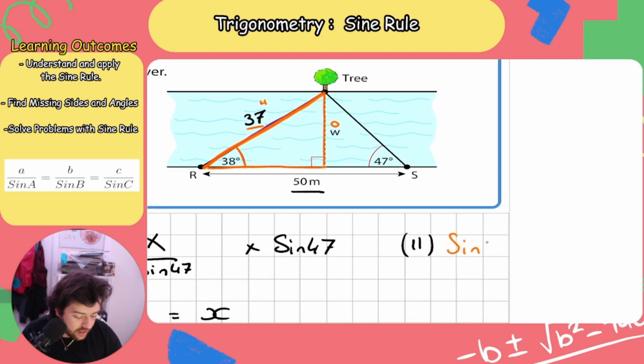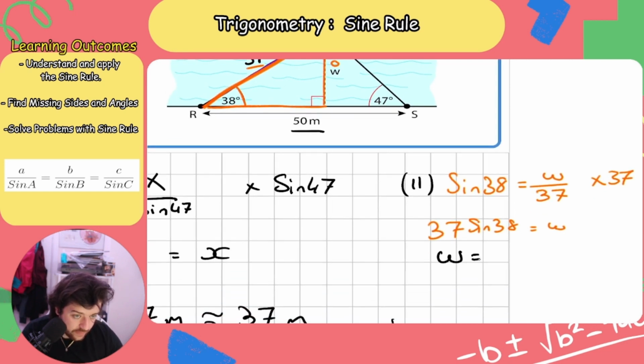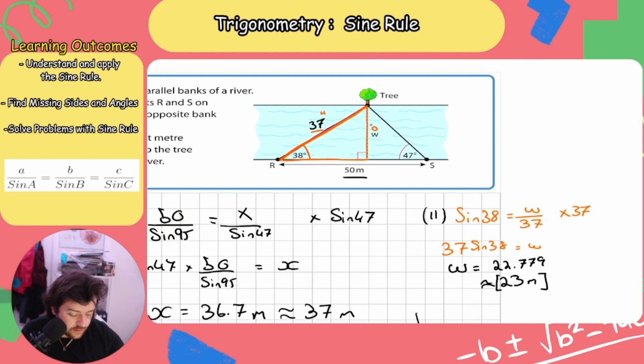So sine of 38 is going to be W over 37. Multiply both sides by 37. So I'm going to get 37 sine 38 is equal to W, the width of the river. Put that in my calculator. I'm going to get the width of the river is going to be equal to 22.779, which is going to round to 23 meters. So the width of the river is 23 meters.